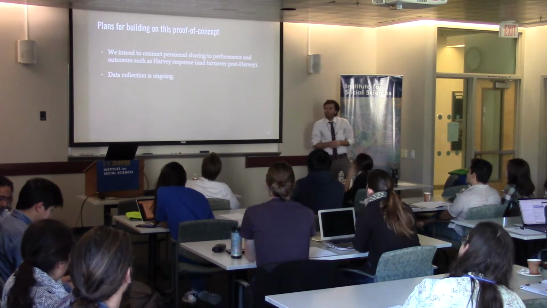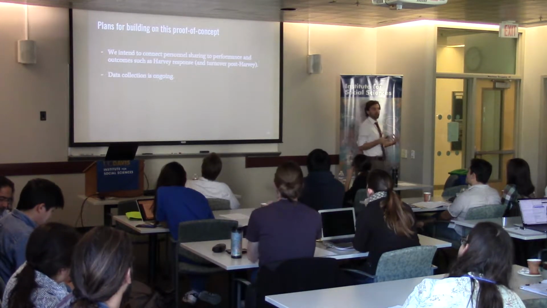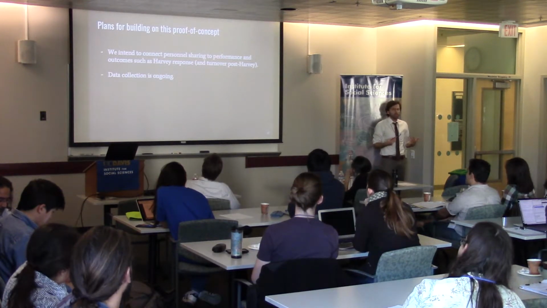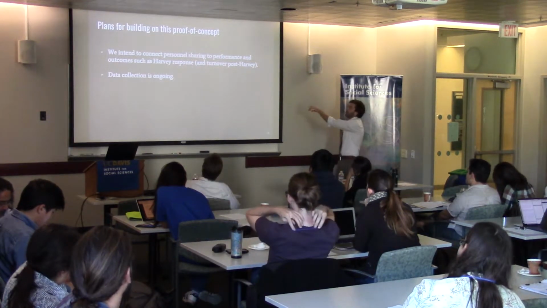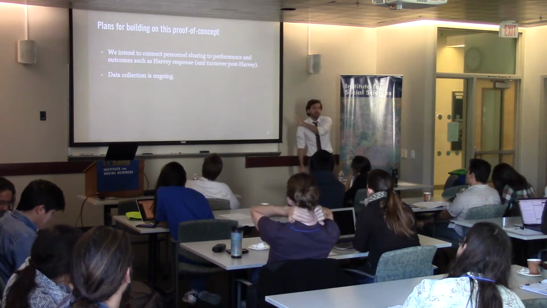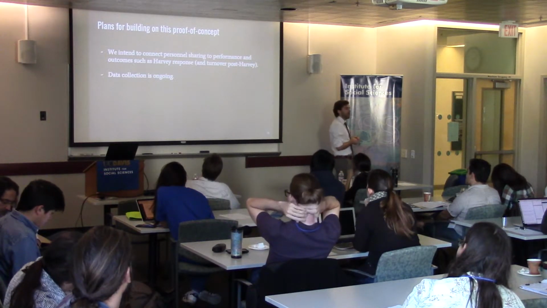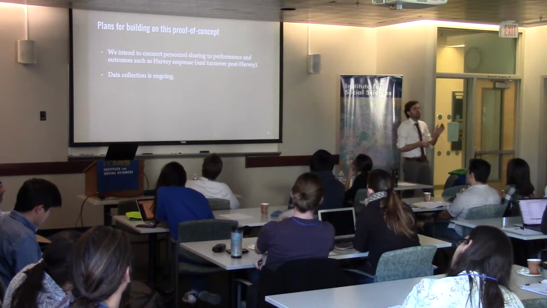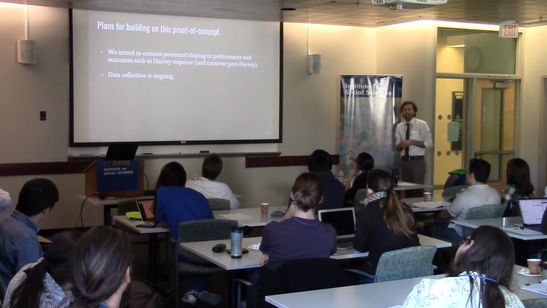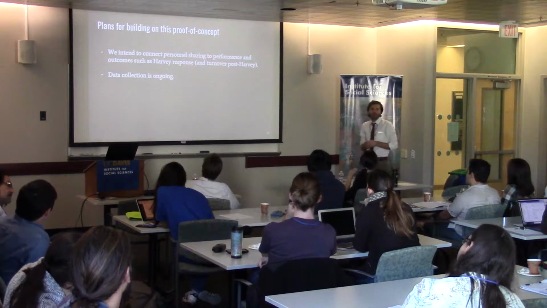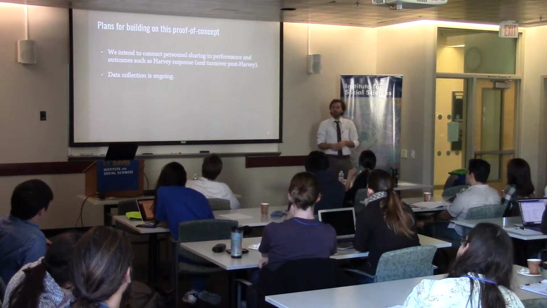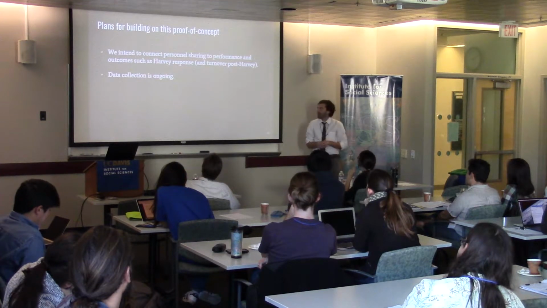So, plans for building on this, because as a first step, it's important just to demonstrate that these types of network ties follow basic intuition. We intend to connect personnel sharing to performance outcomes, particularly pre and post Hurricane Harvey, looking at who you employ and what employees you share, and how that affects how quickly you were able to get back online. And then maybe inverting that and looking at turnover, asking if you had a severe event when the hurricane hit, did you end up switching and going with some other personnel?